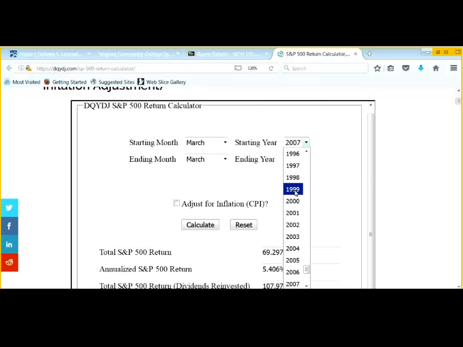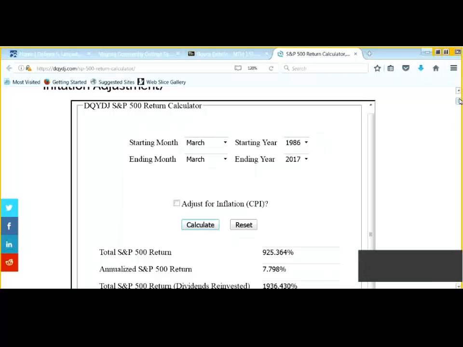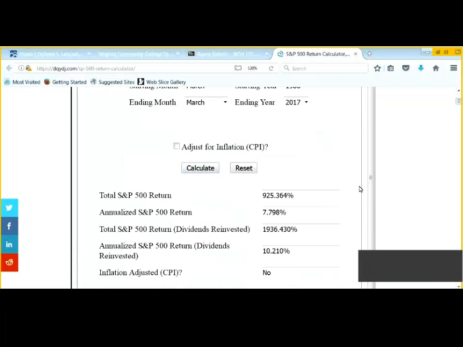Now, let's say I went back to when I started working full-time after getting all my degrees, it was 1986. So if I go from 1986 to the current time, and I push the calculate button, you can see that the rate of return based on the value of the stock is 7.8%. If you reinvest the dividends, it's up to 10.2%. So I'm getting close to that 11% that I kind of threw out there as being something that's realistic if you invest a lot in the stock market.